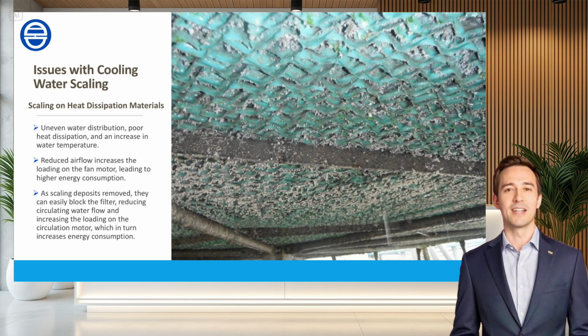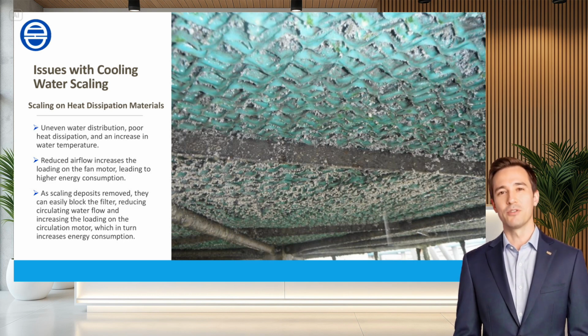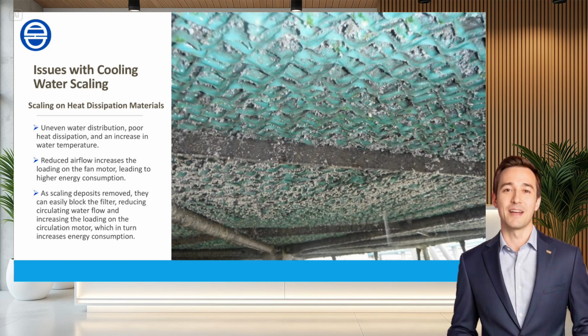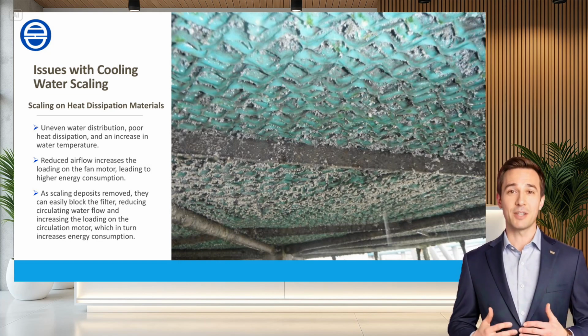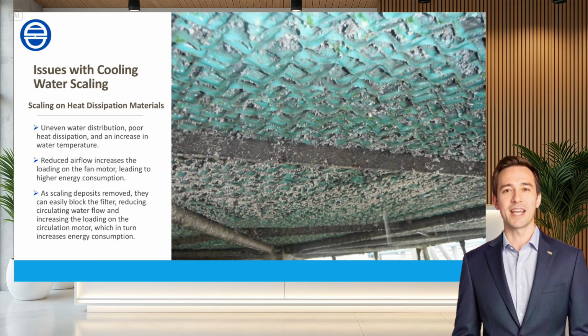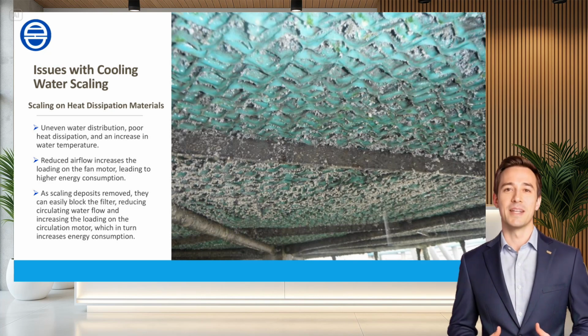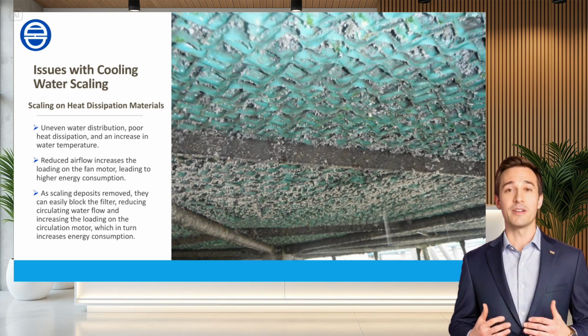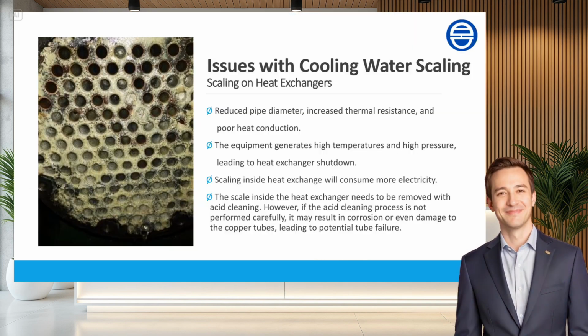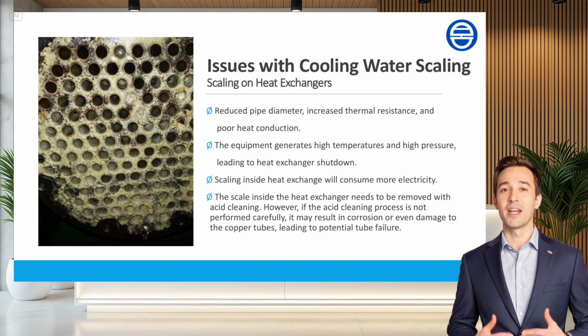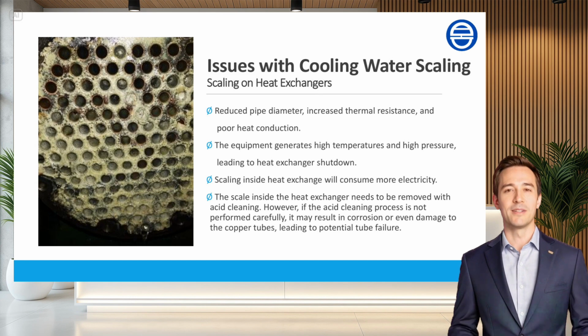Less air means the fan has to work harder, increasing the load on the fan motor and driving up power consumption. And it doesn't stop there. When chunks of scale eventually break off, they often get stuck in filters, clogging them up. This reduces the amount of water circulating through the system, which puts extra strain on the circulation pump, again more power usage. Now, if the scale starts building up inside the heat exchanger, the impact is even more direct.